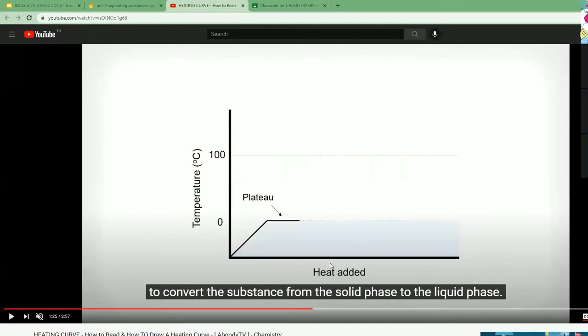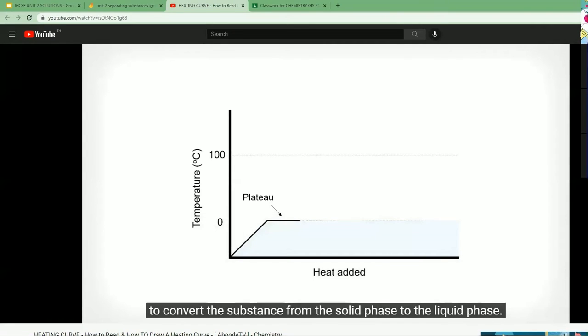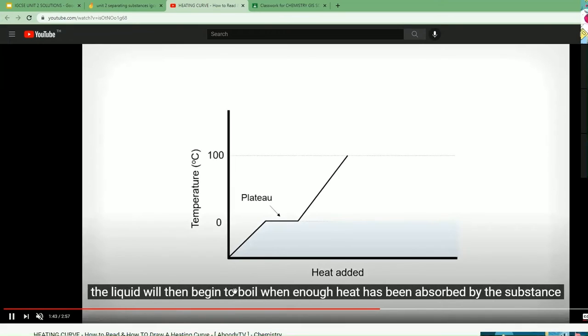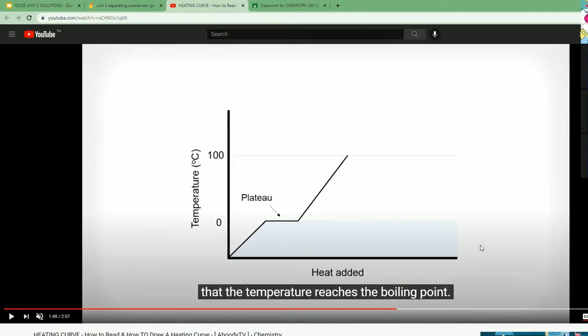Now let's see what happened next. Once that heat is used, what will happen? After all the solid has melted into liquid, the temperature of the liquid begins to increase, okay? Again, as the heat is absorbed. Then the liquid will begin to boil when enough heat has been absorbed. Remember, again, the liquid is absorbing all the heat. For what?